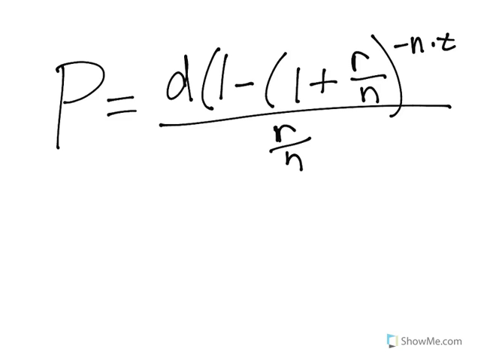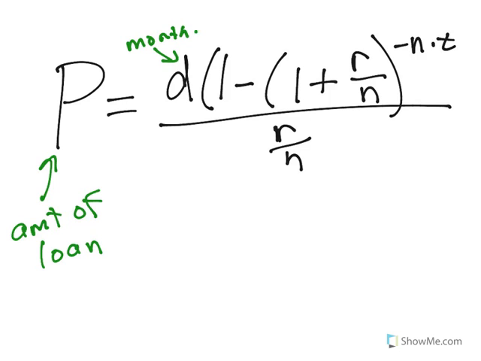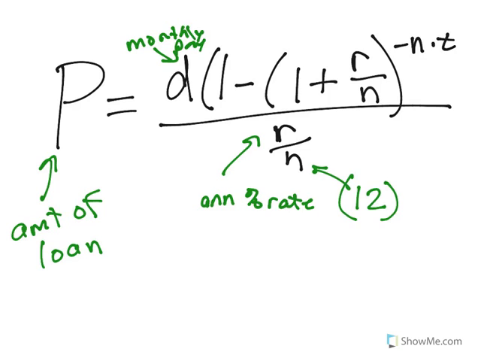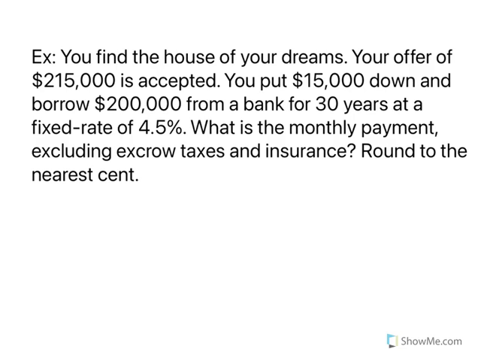Here is our formula, where P is the amount of the loan, D is the monthly payment, R is the annual interest rate, N is the number of times you compound in a year. Generally for house issues, we're making monthly payments, so it's 12, and T is your time in years. Just keep in mind what everything means. This is an interesting formula, but let's jump into it.